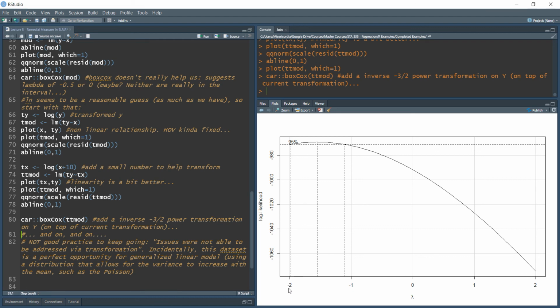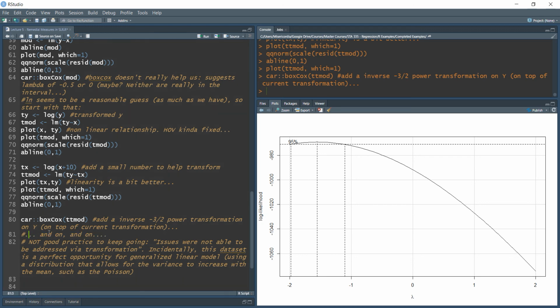So I'd include -2 as a possible option. -1.5 or -2 as transformations. So that is the inverse -1.5. So 1.5 is 3 over 2. That is an inverse 3/2 transformation on y, on top of the current natural log transformation on y, which is also including the natural log transformation on x, and on and on and on.